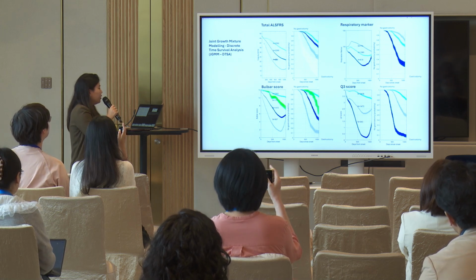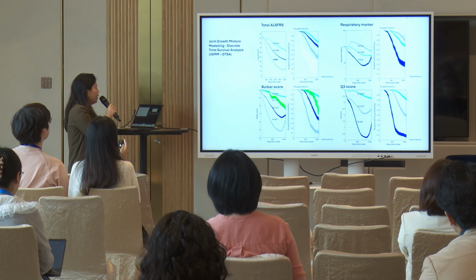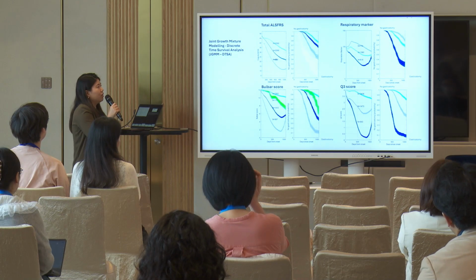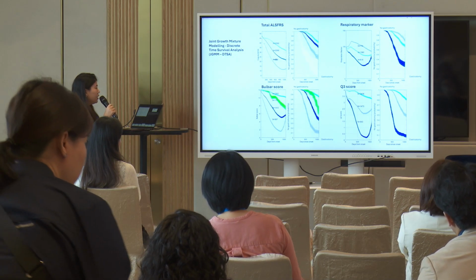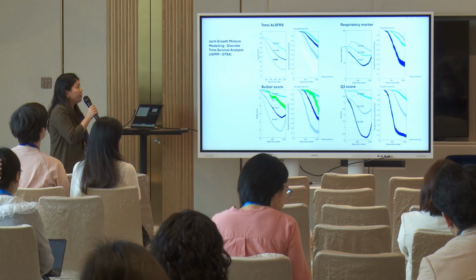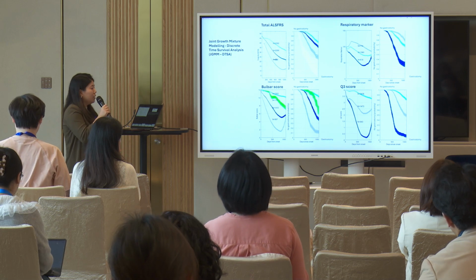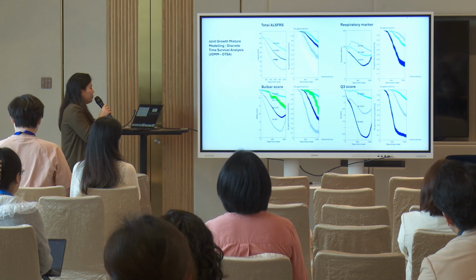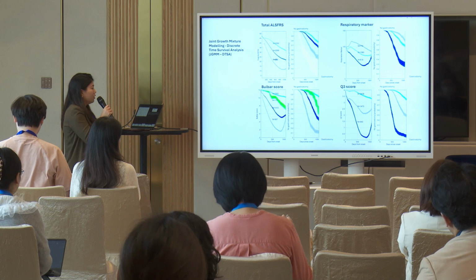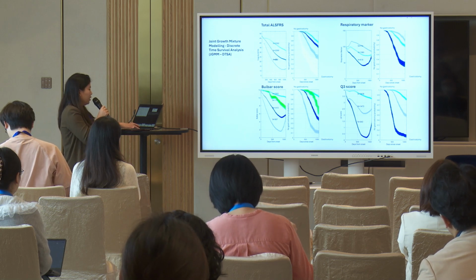And this revealed distinct trajectories of decline with corresponding probabilities of gastrostomy insertion. There were 4 distinct classes in total for the ALS-FRS as well as the bulbar score: the very rapid, medium, and slow rate of decline. And in the respiratory marker as well as Q3 score, we saw 3 different distinct classes.